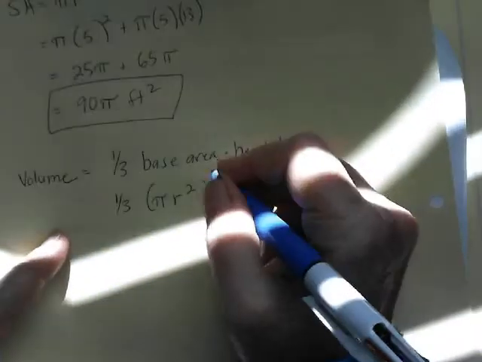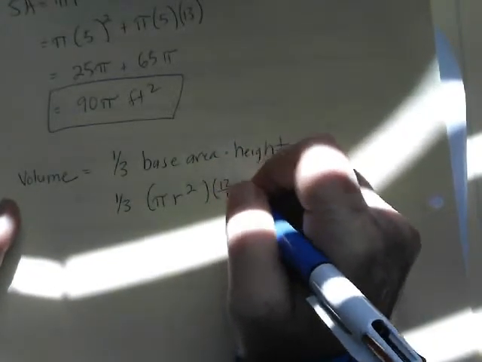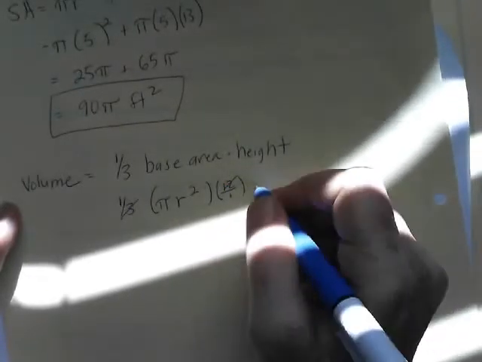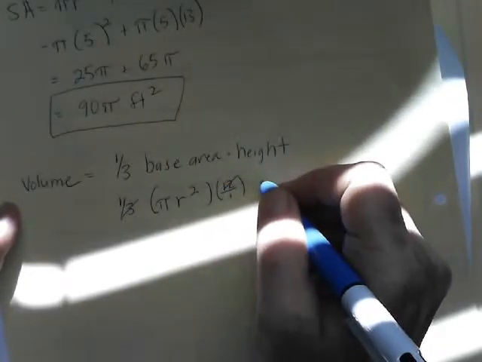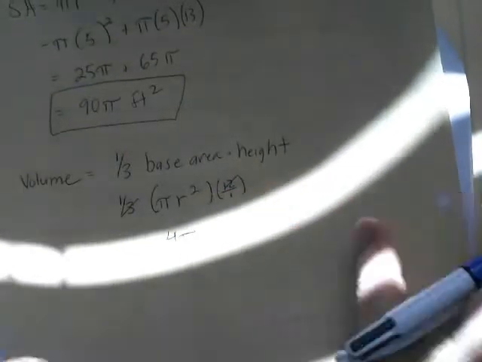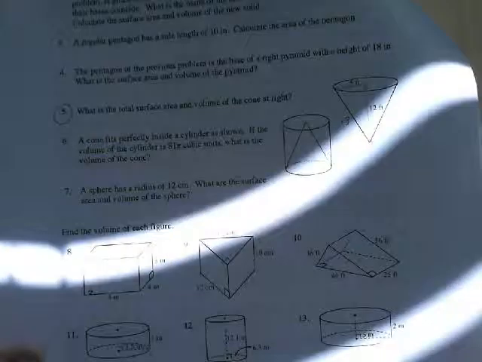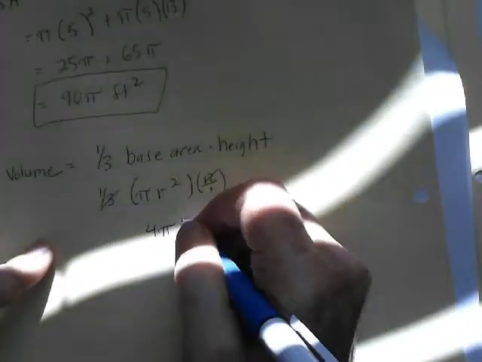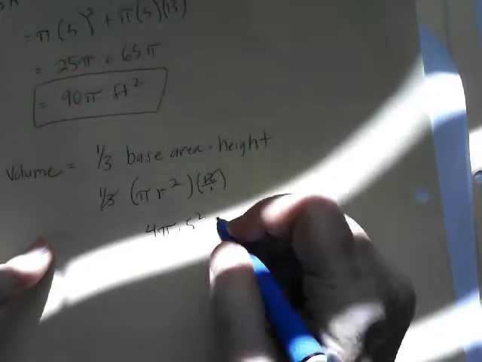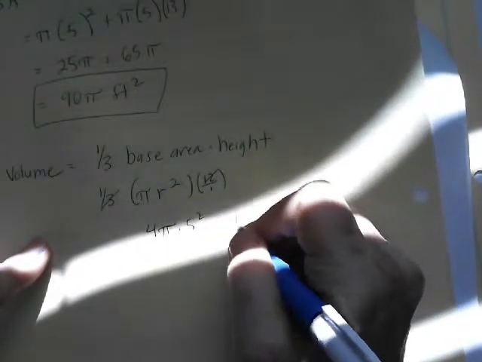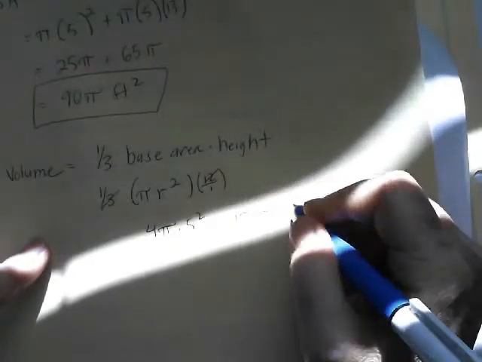The 3 and the 12 can cancel out, and now they equal 4. Oh, so what's r? r was 5. So 5 squared is 25 times 4. That's 100 pi. They were feet. Cubic feet.